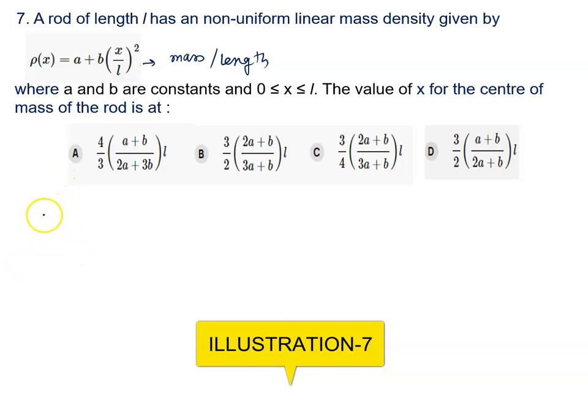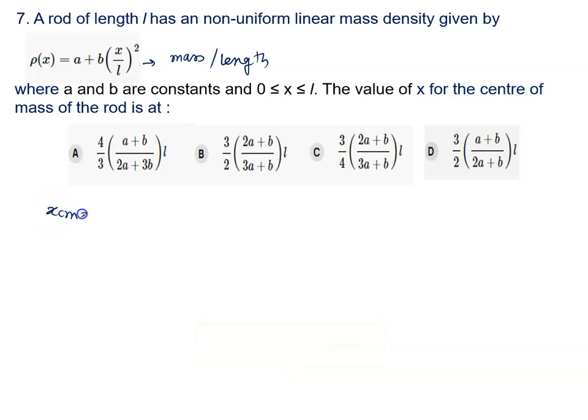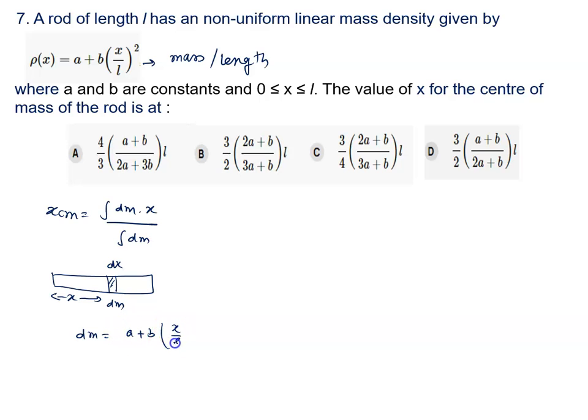जब भी नॉन यूनिफॉर्म डिस्ट्रीब्यूशन होता है, we know the formula: x_cm is given by integration of dm into x upon integration of dm. So let's say this is the rod of length L, and at a distance x we take an elemental part of width dx, and this dx has mass dm. dm we can easily write, that is the mass per unit length, which is given to us as a plus b into (x upon L) whole square, into dx. So you can open the bracket, it will be a dx plus b x square upon L square into dx.